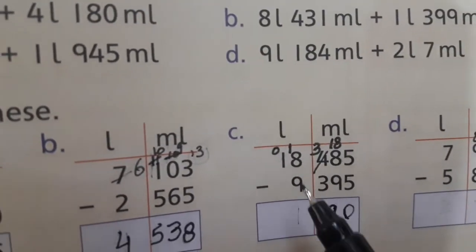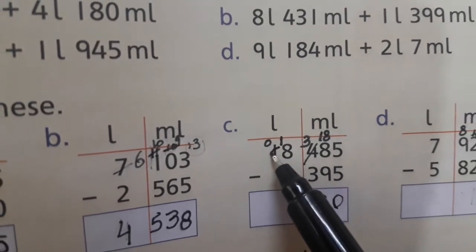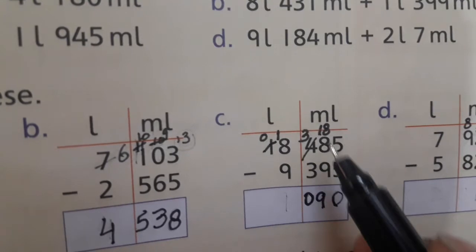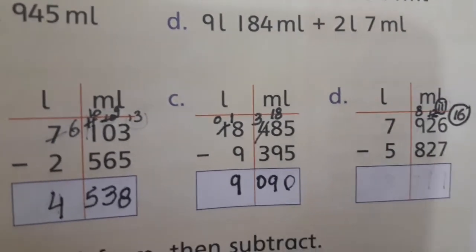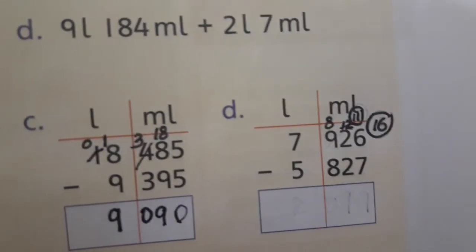And again 8 minus 9, we cannot subtract 9 out of 8, so we will take carry from this number. It will leave 0 over here and it will become 18. 18 minus 9, again as we have done here, 9. So this is our answer. So students, in the same way we will do the next question.